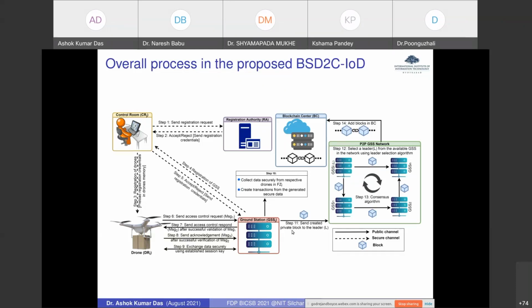Here we have used the private blockchain because the information and credentials are confidential. Then we have used a consensus mechanism where first a leader will be selected. Then the block will be sent to the leader. The leader will send the block to each and every peer-to-peer node in the network. After performing the consensus mechanism, the same block will be added by the GSS in the P2P network. In that way, the blocks are added in the blockchain.